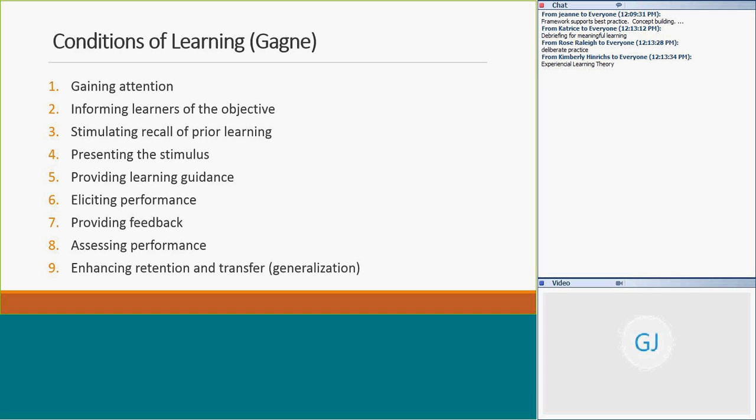He would suggest that it's important to gain the attention of the participants, inform people of the objectives, and stimulate recall of prior knowledge. Then we give them the stimulus or the simulation experience, and provide feedback, et cetera. A lot of these nine areas are things that we do when we're pre-briefing, orienting people to the sim, conducting the sim, and providing feedback during the debriefing, and if possible, allowing the opportunity to repeat.